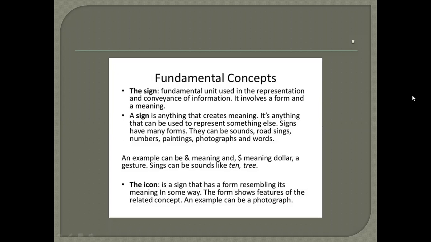Signs have many forms. They can be sounds, road signs, numbers, paintings, photographs, and words. That is the concept. An example can be a symbol: let's say this symbol shows the meaning dollar. Or a gesture, or things like sound, such as 'ten', 'tree'. So there are physical gestures, and there is semiotics. Semiotics shows the sign language there.